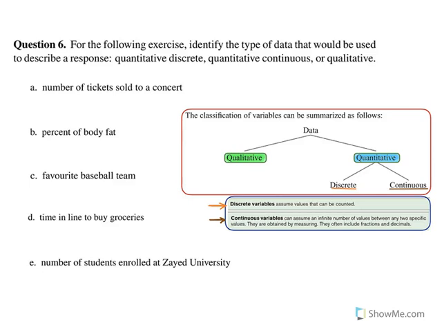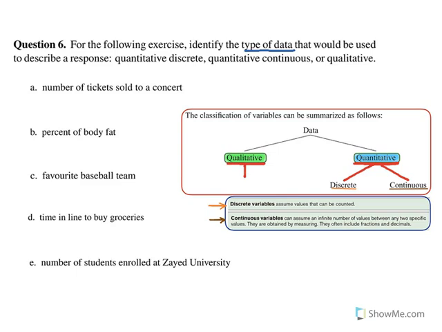Okay, in this question, we need to identify the type of data that would be used to describe a response. And as you know, we have three types. Well, actually, we have two types of data. We have qualitative and quantitative. But for quantitative, we have either discrete or continuous.